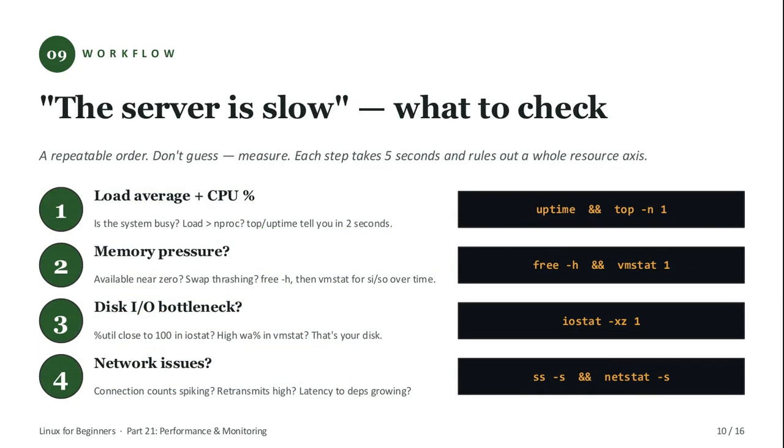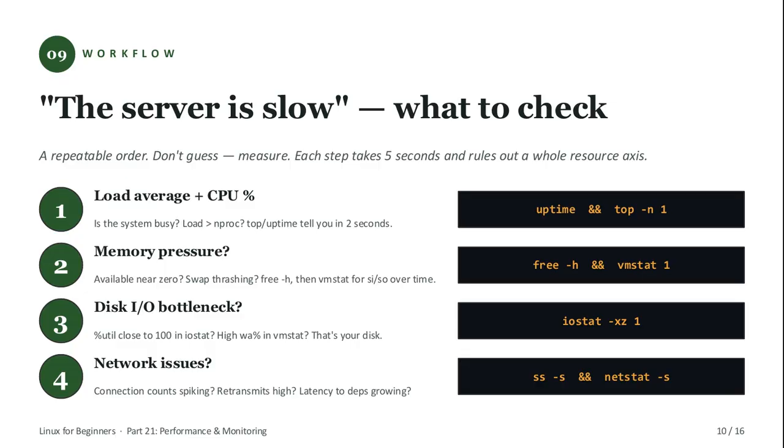So when that dreaded ticket lands, the server is slow, resist the urge to guess. Walk the 4 resources in order. Start with uptime and top to see if load exceeds your CPU count. Then free -h and vmstat to check memory pressure and swap activity.